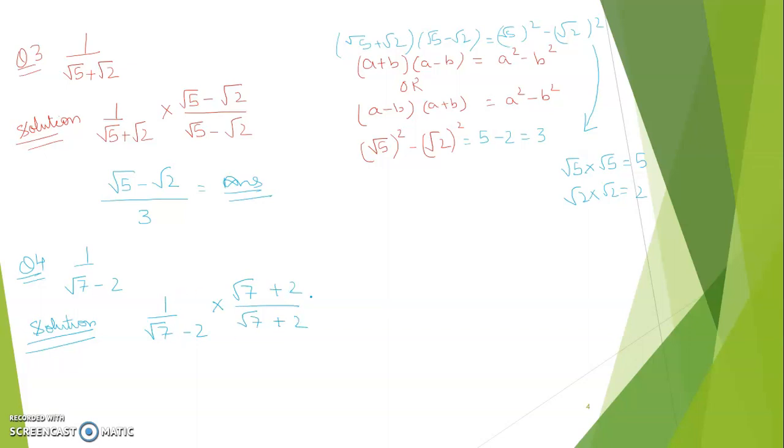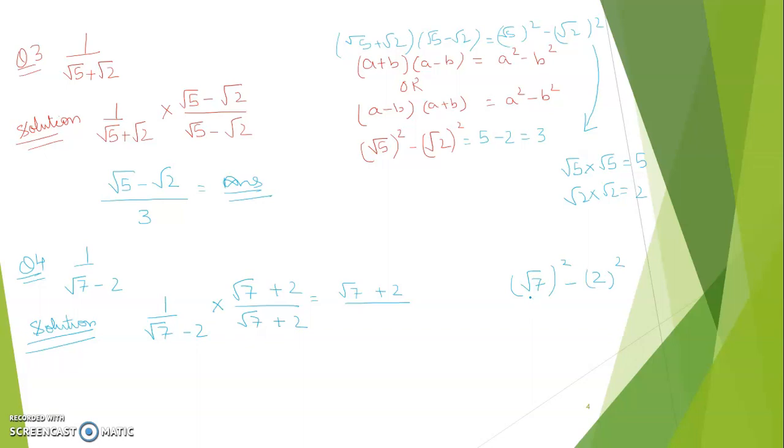So multiply this. This will give me numerator is same, root 7 plus 2. Okay. Any number multiplied by 1 is that number itself. Now same thing you will use it. A minus B into A plus B. So A minus B into A plus B is A square minus B square. Okay, so I'm writing it directly. Root 7 whole square minus 2 whole square.